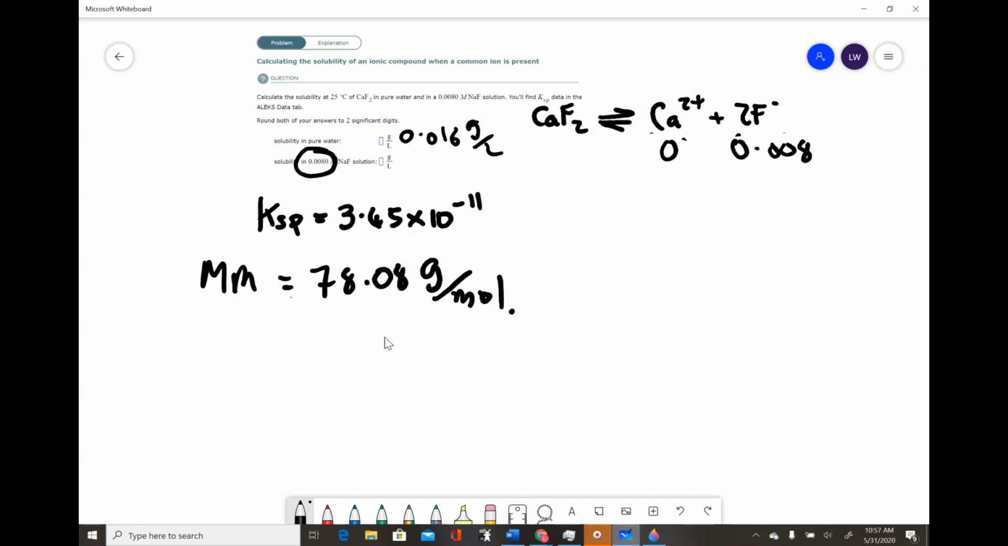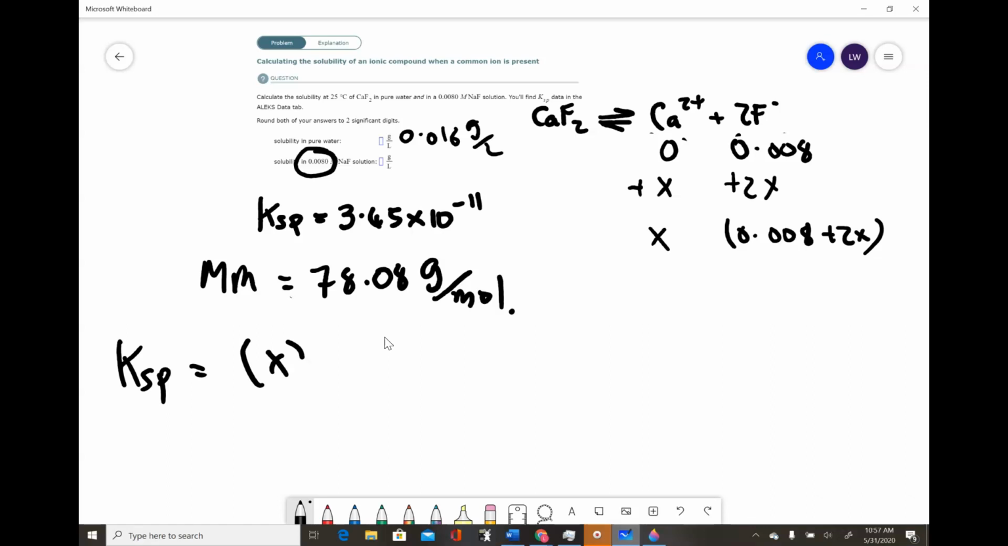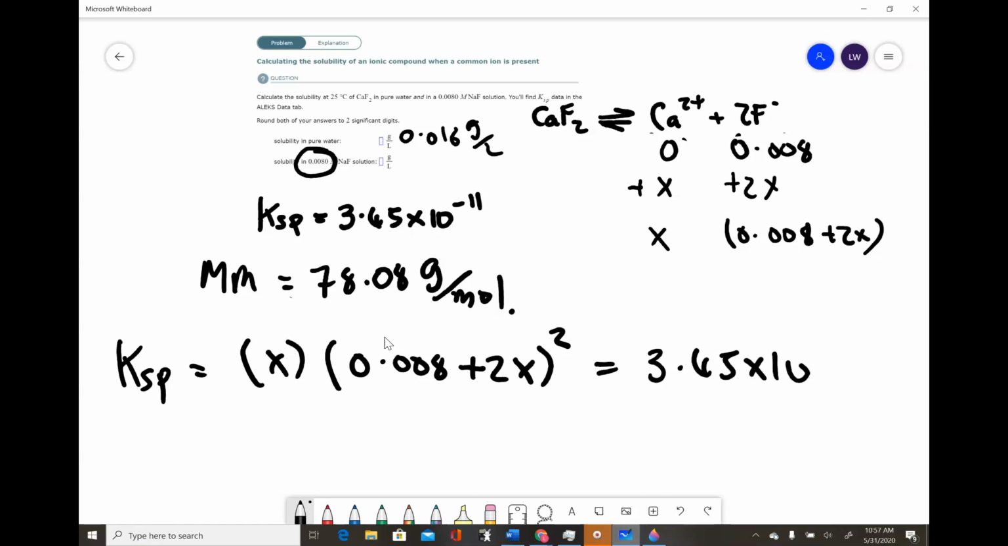Okay, so in this case, we are beginning with 0 of this, and we have 0.008 of this, and then it's going to come into equilibrium, so this will go up by x, and this will go up by 2x, so we'll end up with x, and then 0.008 plus 2x of my fluoride ions. So now Ksp is going to be equal to x multiplied by 0.008 plus 2x all squared, and then that will be equal to 3.45 by 10 to the minus 11.